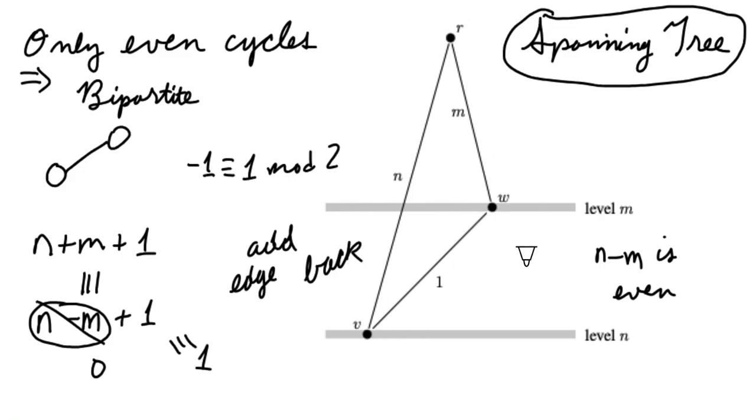Contradiction. Our assumption was that n minus m was even, and we were connecting them with an edge. So contradiction means that we cannot connect. So when we're adding edges back in, we can't do this. So the levels that are even apart aren't connected directly, so they're not adjacent to each other. So the resulting graph maintains the same bipartite property that the spanning tree did. And that concludes the proof.